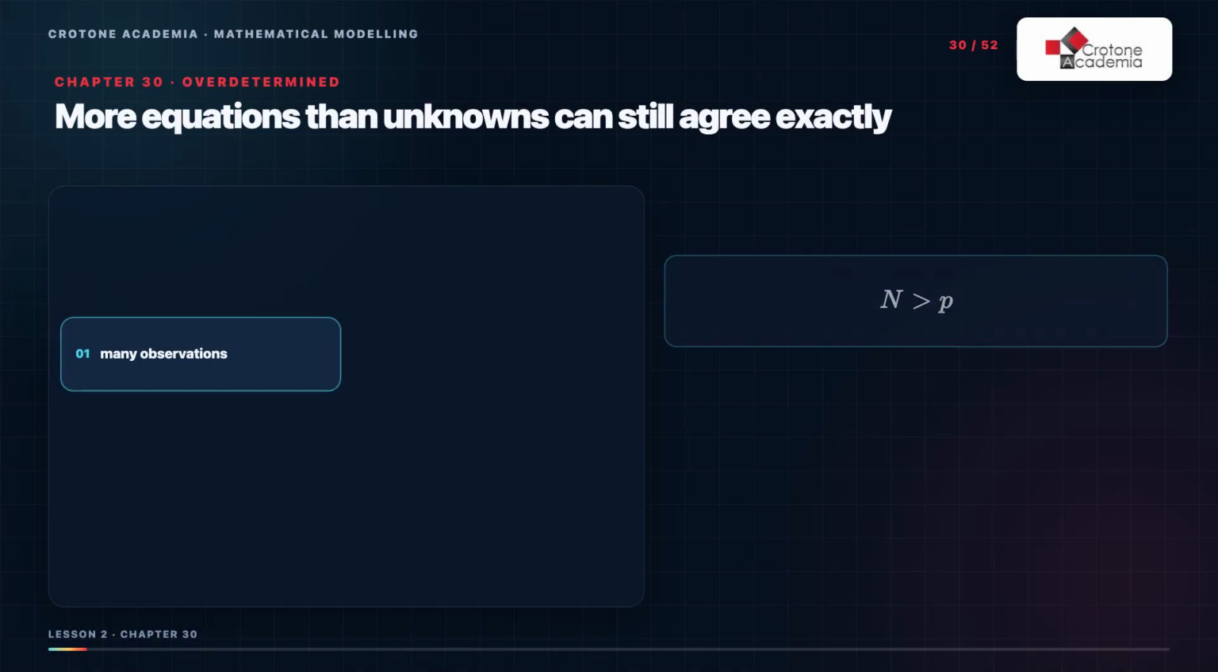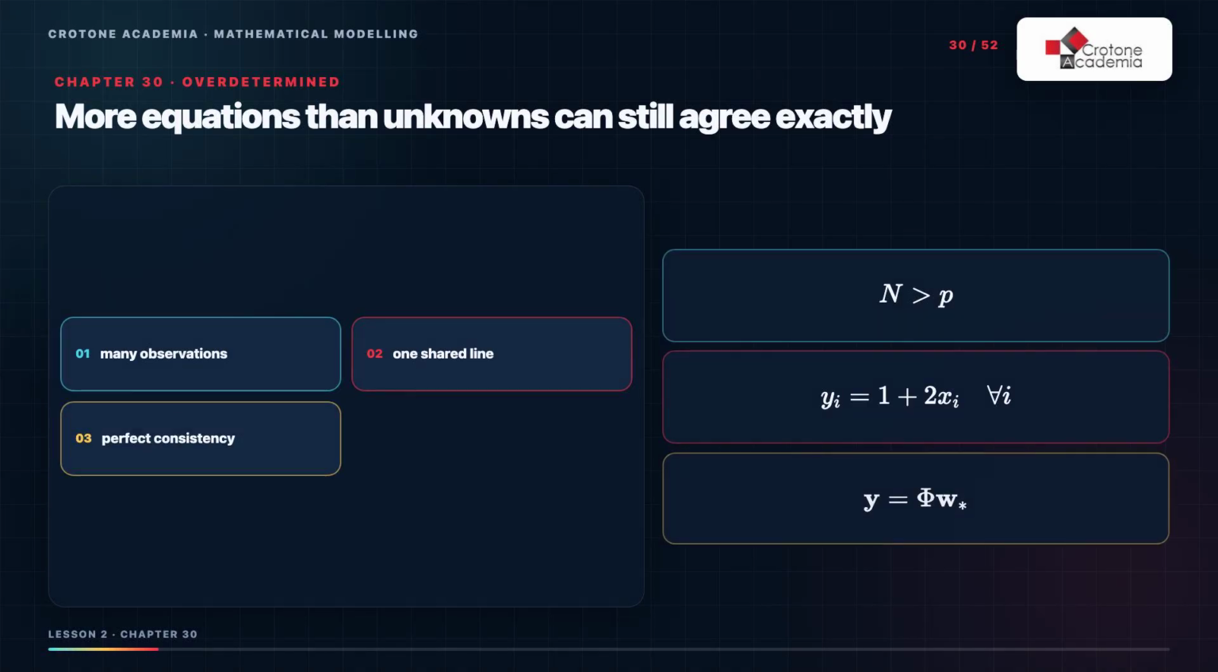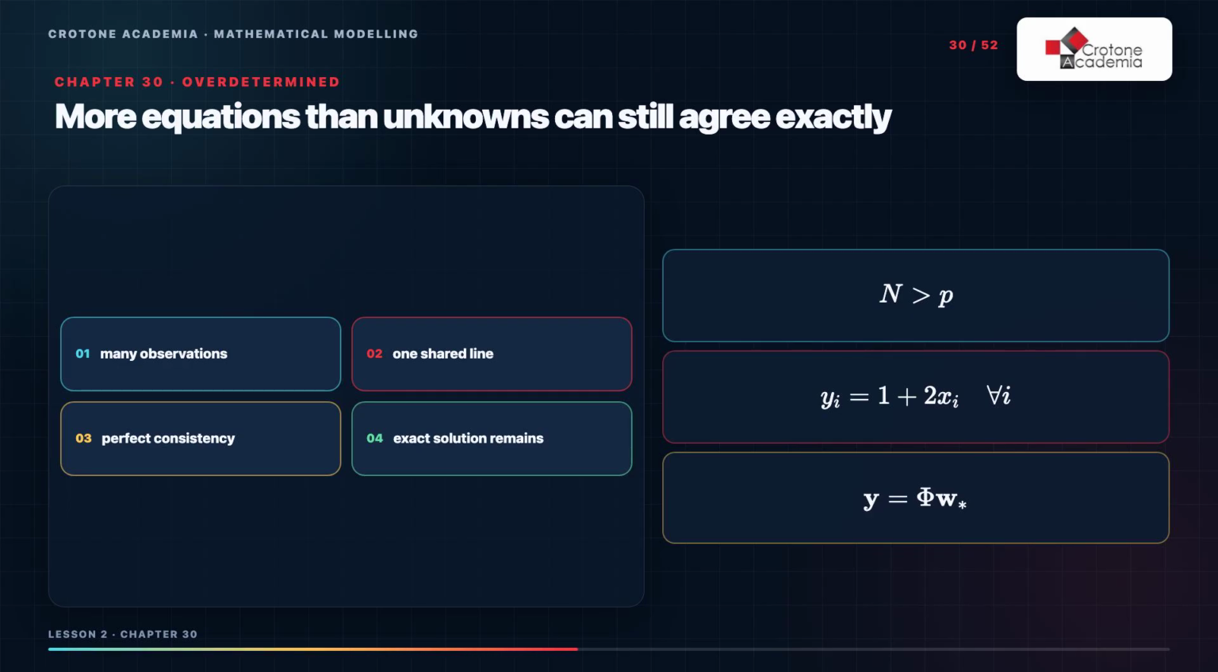When n exceeds p, one parameter vector must satisfy more equations than there are unknowns. This is overdetermined. It can still be exactly solvable. 100 perfectly generated points on y equals 1 plus 2x are all satisfied by the same intercept and slope. The extra observations confirm the relationship. Overdetermination does not itself imply inconsistency. Real-world noise is what usually makes the many conditions conflict.